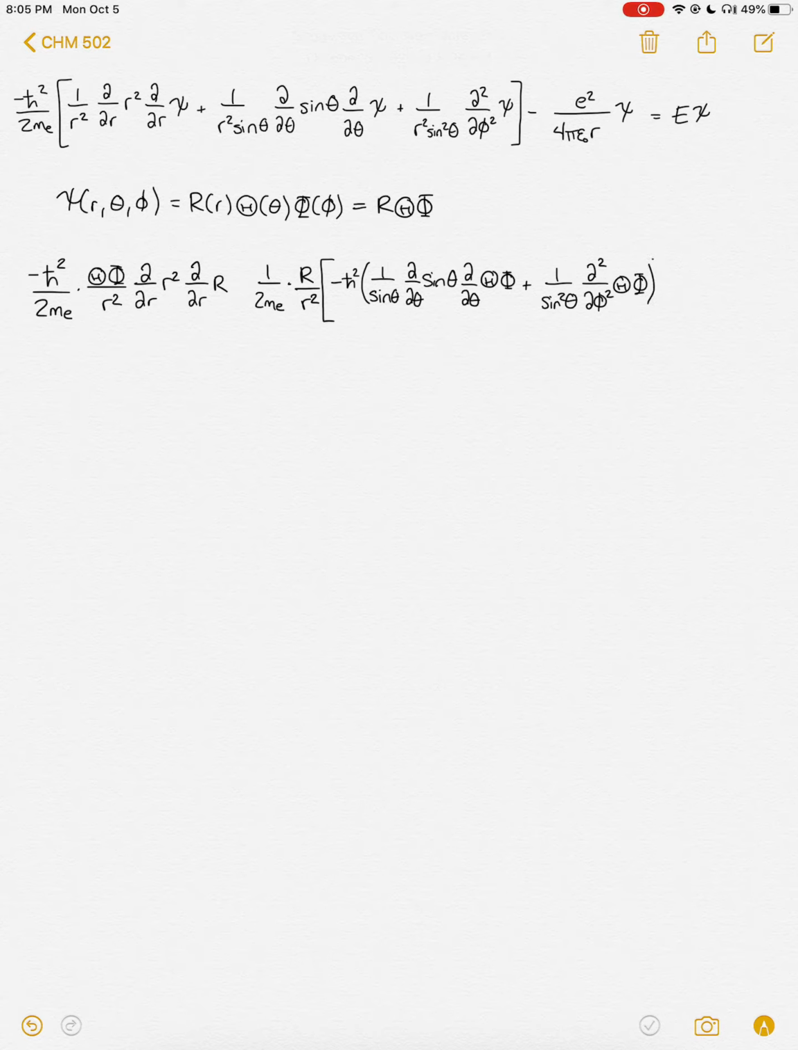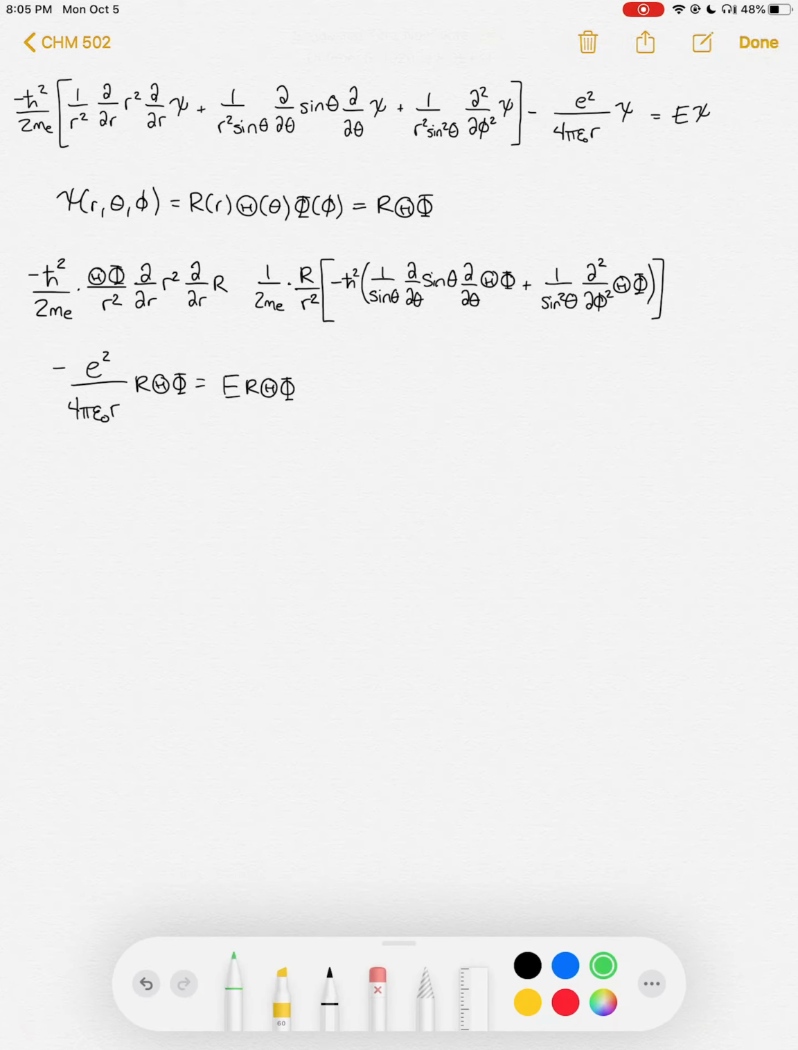All right. And for the rest of this, I of course have the remaining term and also what it equals. So we have to subtract e squared over 4 pi epsilon naught r times our function of r, theta, and phi. And this is equal to the energy times our functions of r, theta, and phi. Okay, so why have I written it out in this weird way? Well, I want to show you why I've done that.